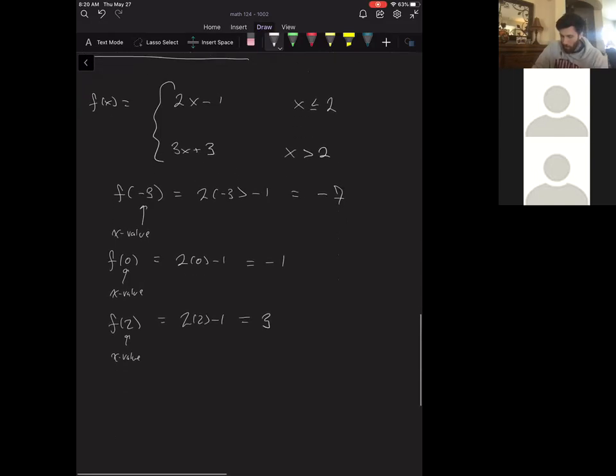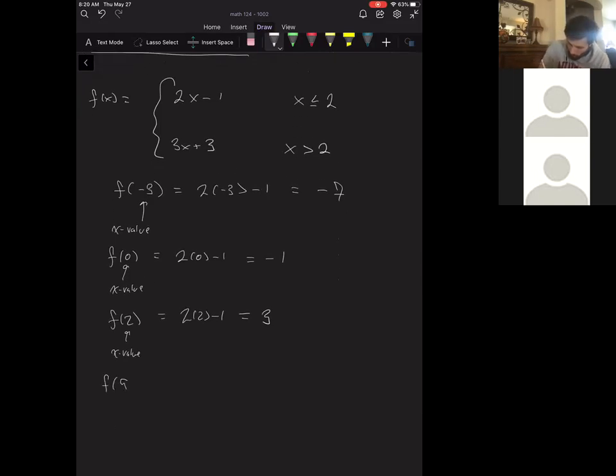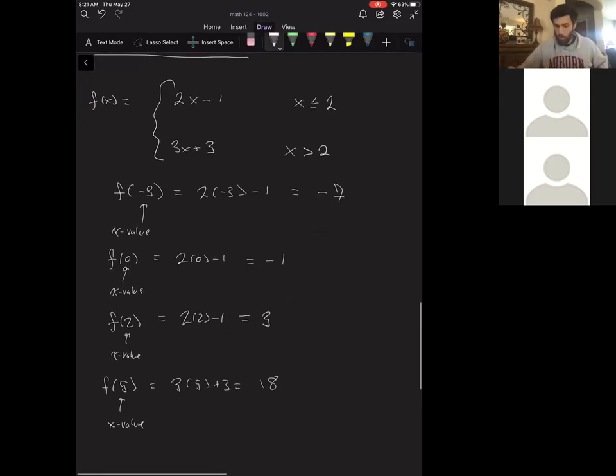We could plug in another number, maybe like f of 5. Again, here's our x value. So which section is 5 in? Is it less than or equal to 2, or is 5 bigger than 2? 5 is bigger than 2, so we're going to use this bottom equation. So we're going to have 3 times 5 plus 3, which is 18. And so that's just sort of the idea of a piecewise function. We're given a couple equations and a condition about the x value. So wherever the x value we're plugging in, we have to look over here first and see what section it is in. And whatever section it is in, that's the equation we're going to use.